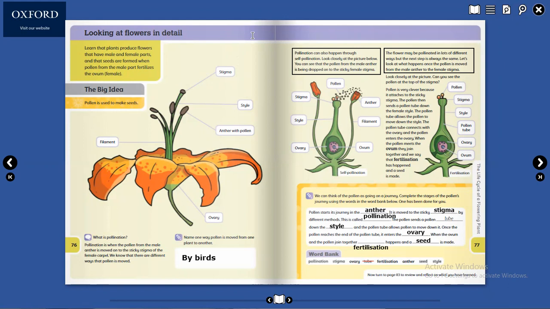Finished. Okay, Abdullah Faisal, open your mic and read. Yes, read this one.